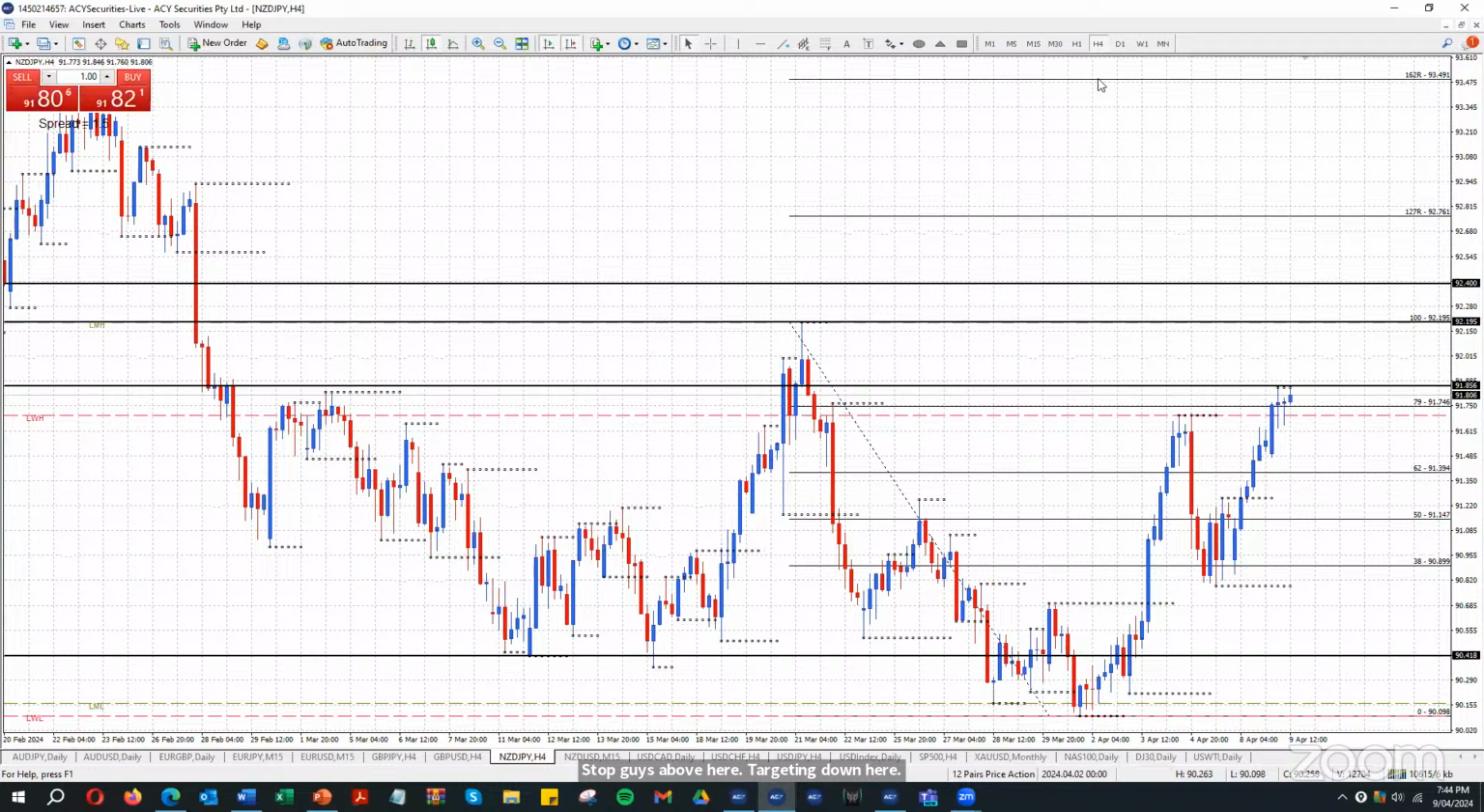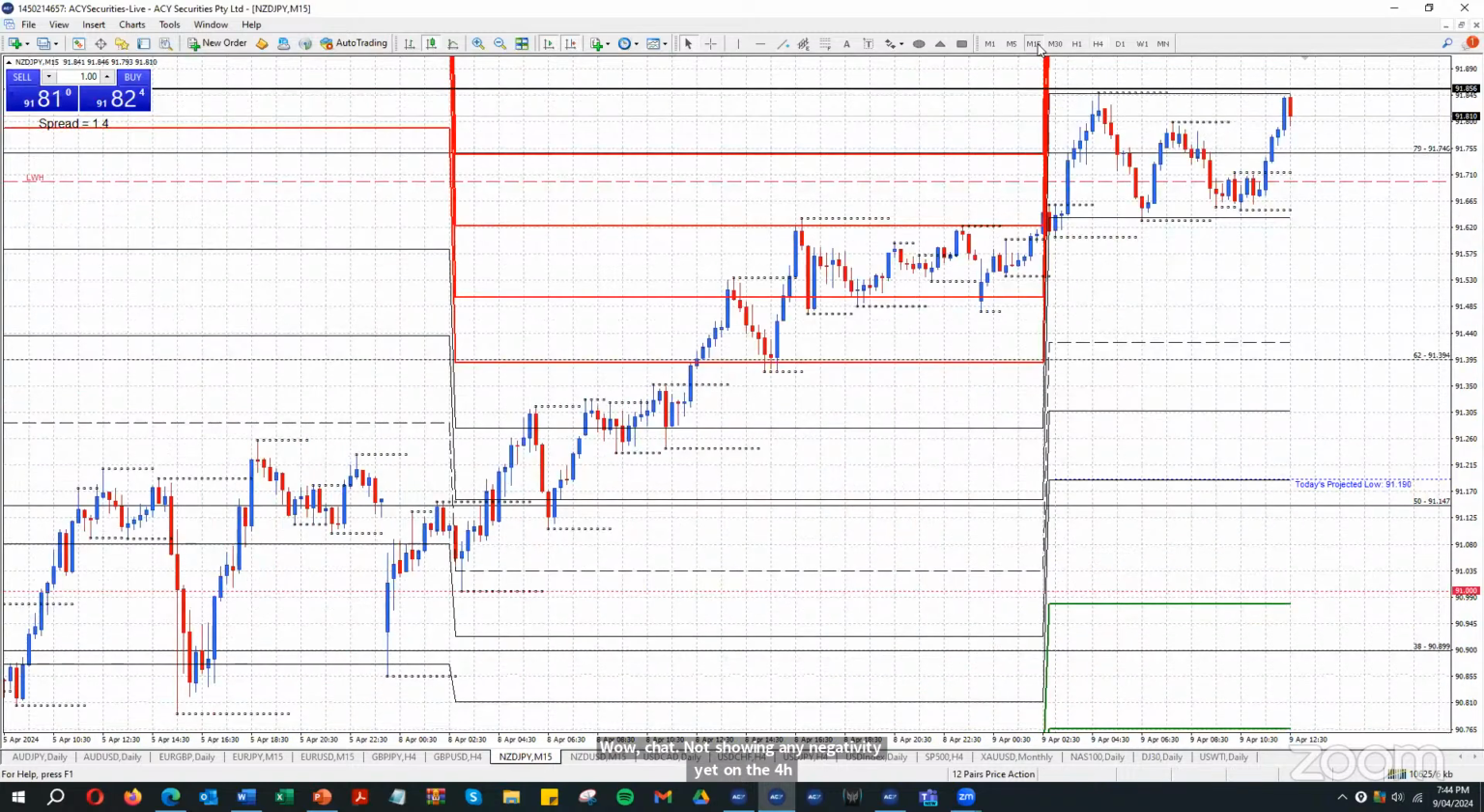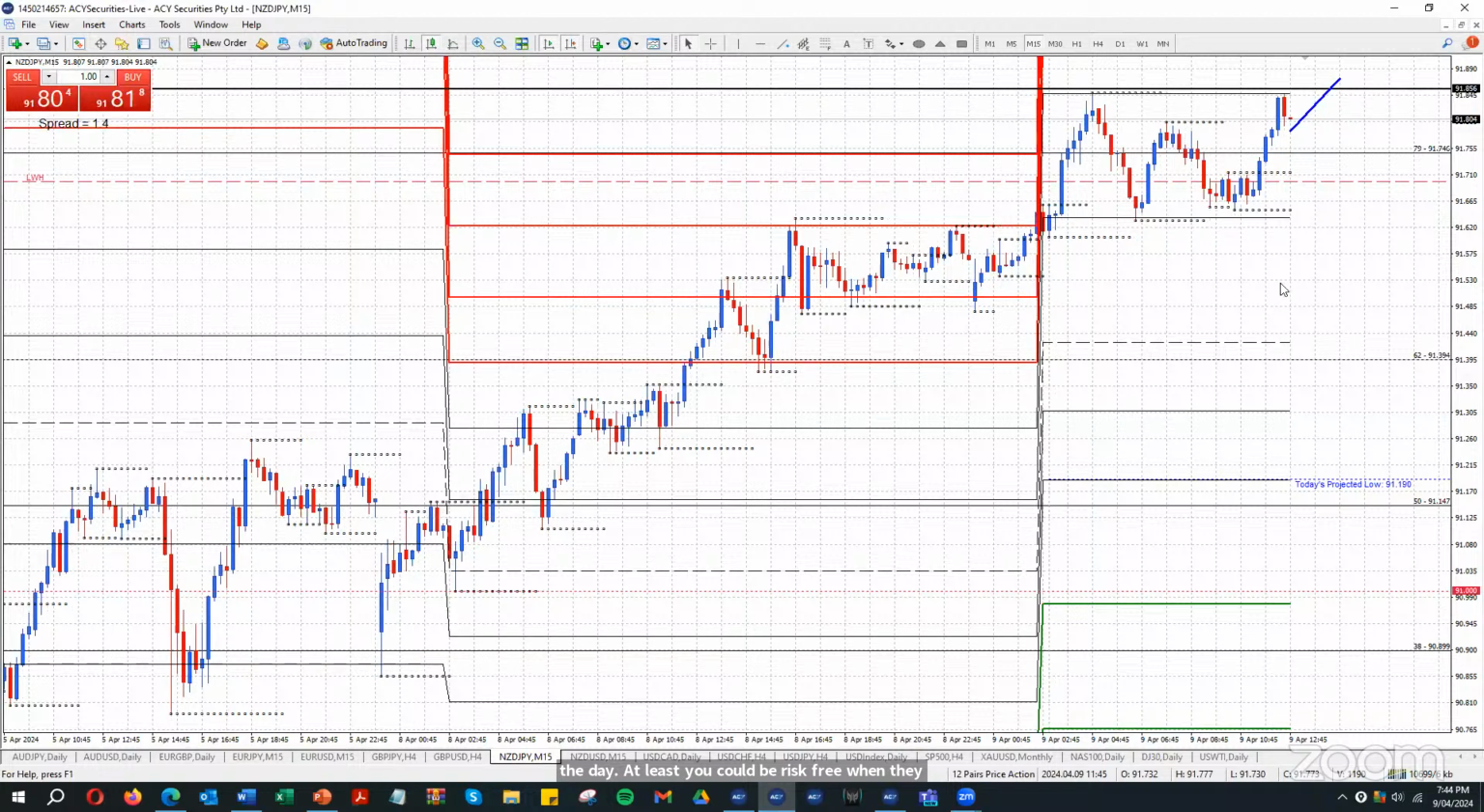4-hour chart. Not showing any negativity yet on the 4-hour chart. 15-minute. You know, if you see a trend line break up here, you've still got 15 hours before tomorrow's interest rate decision. That could move down all day from there. Could be down at today's projected low by the end of the day. At least you could be risk-free when the interest rate decision comes out. So you could be watching for a failure up there. You could be deciding right now if you want to get in with a stop above the area. Okay.